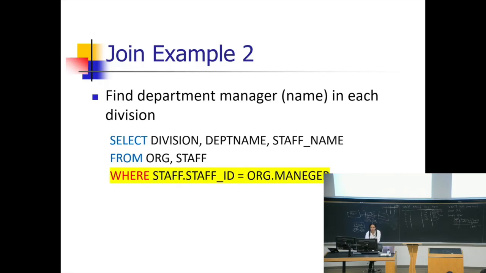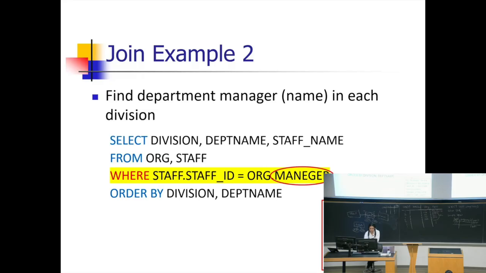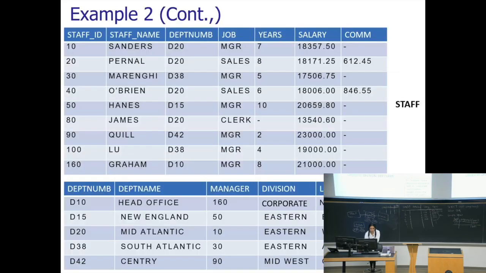So for example, here I use the other column because I want to find the department managers, the manager names in each division. And I'm going to show you what the difference is. The manager column in the organization table is the same as the staff ID in the staff table. This is what I explained before. So manager name is exactly the same as the staff name, right? So this is the difference.